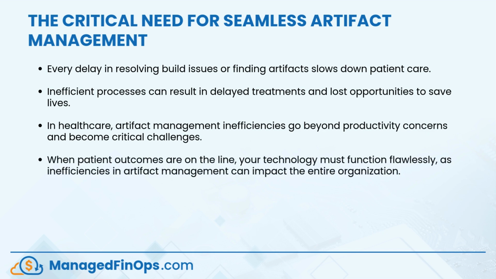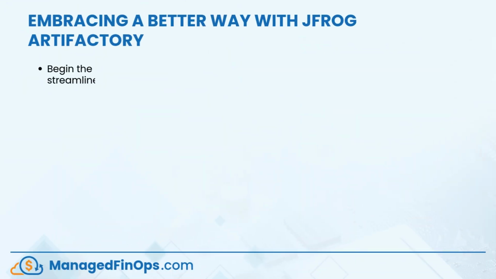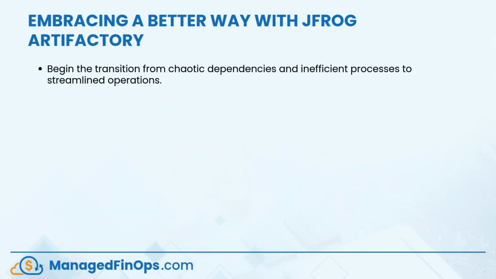When lives are at stake, your technology must be seamless, and inefficiencies in managing artifacts can ripple across the entire organization. This is where the journey begins, the call to leave behind the chaos of scattered dependencies, slow builds, and compliance risks. The solution? JFrog Artifactory.